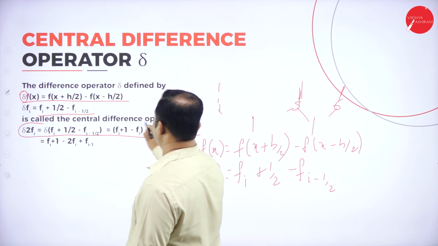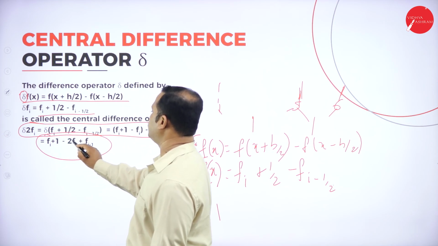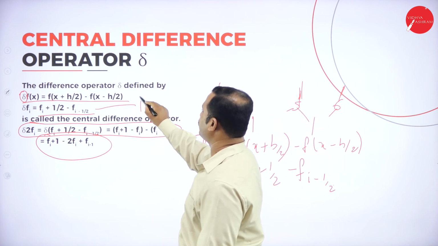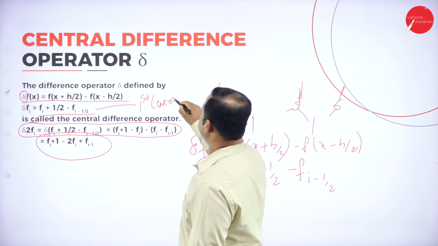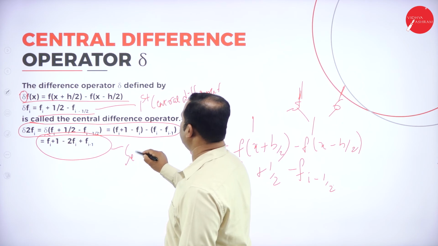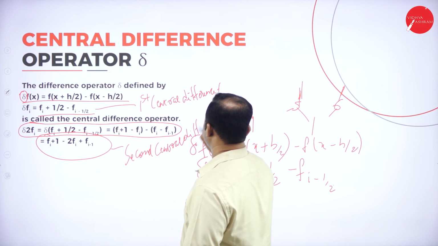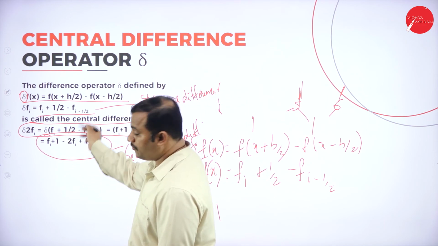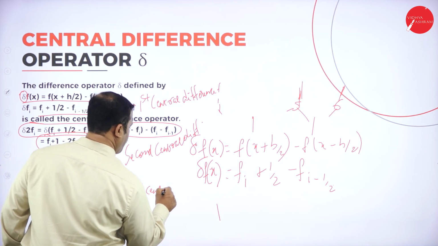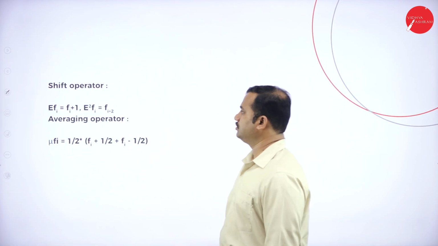So second order, that is equal to this, and finally that leads to the term equal to f_i plus 1 minus 2 f_i plus f_i minus 1. This is the second central difference. This is the first central difference. This is the second central difference. Further, if you simplify this, you will get the third central difference. This is how it is going to work.